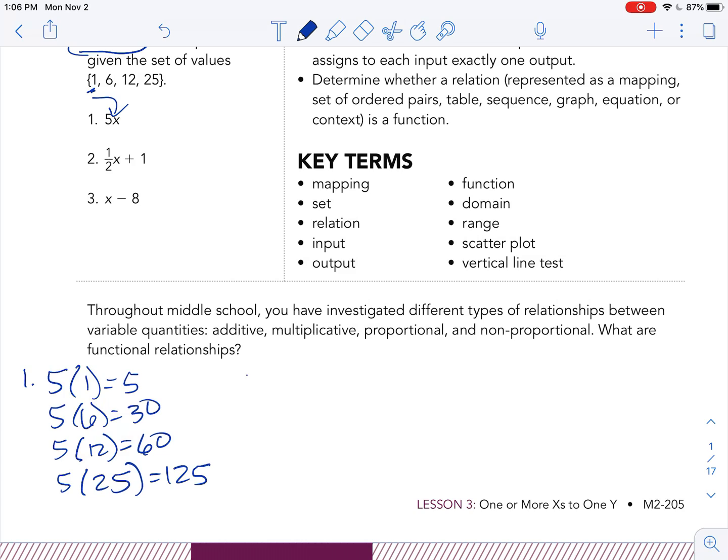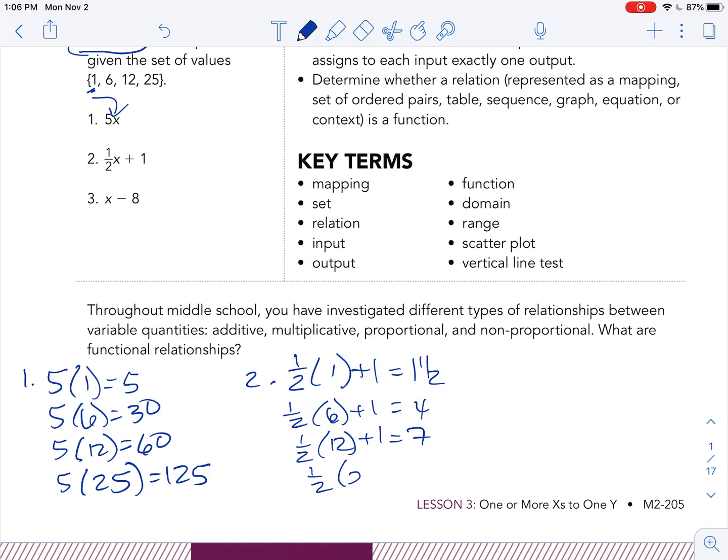125. On number 2, we're going to take half of x and add it to 1. So half of 1 is a half, so 1 and a half. We take half of 6, which is 3. 3 plus 1 is 4. We take half of 12, which is 6. We add 1, that gets us 7. We take half of 25, which is 12.5. We add 1 and we get 13.5.